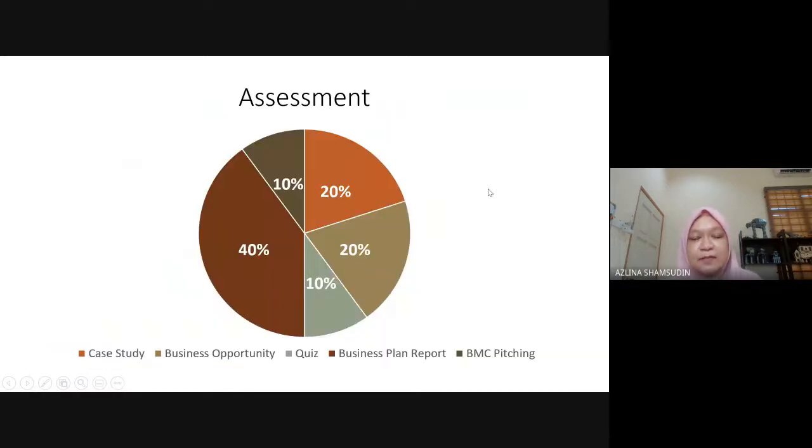For the assessment, it will be 100% coursework. There will be no final exam or final assessment. The first one is the case study, 20%. The business opportunity assignment is 20%. We have one quiz for 10%. Business plan report is 40%, and the MC pitching or video pitching will be 10%.